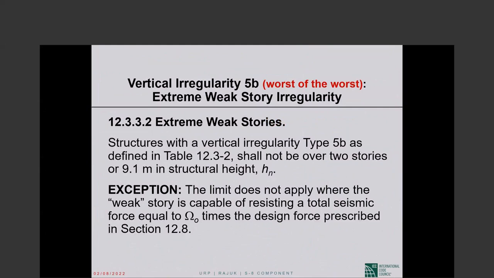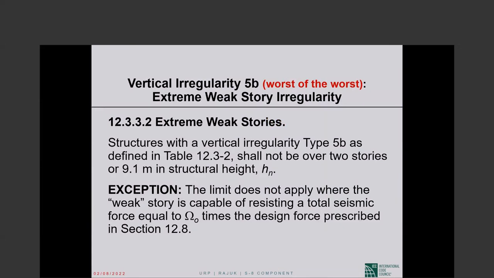There is a bit of an exception. So vertical type B: structures with vertical irregularity type 5B as defined shall not be over 2 stories or 9.1 meters in structural height. Okay, so it is not that you cannot build it taller than 2 stories or 30 feet. But there is an exception to that.